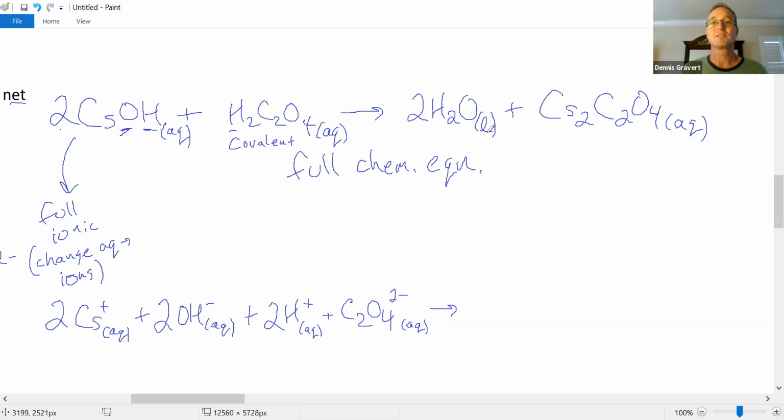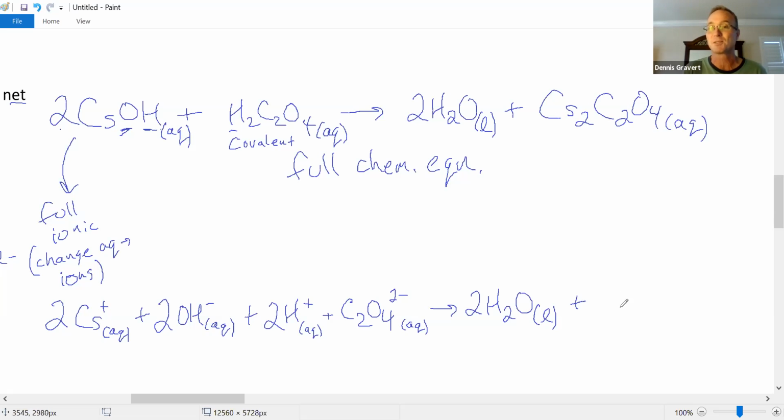Cool. This one's not aq. It's water, and water is a covalent molecule. It's not going to fall apart in water. Water in water? Just leave it as water. There are two water molecules on the product side. Then cesium with nonmetals, metals with nonmetals, this is ionic. It's aq, separating the ions.